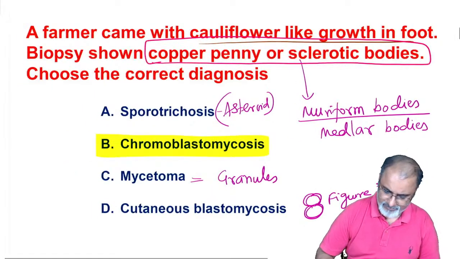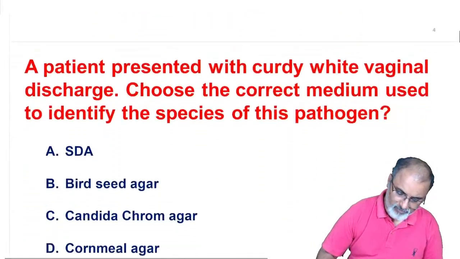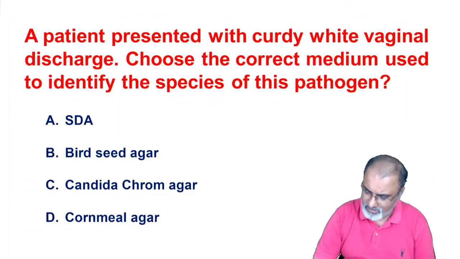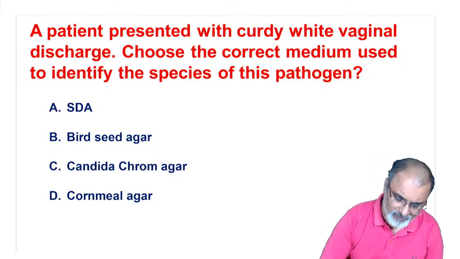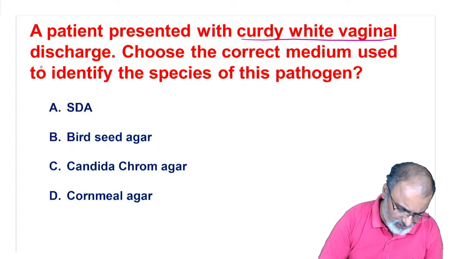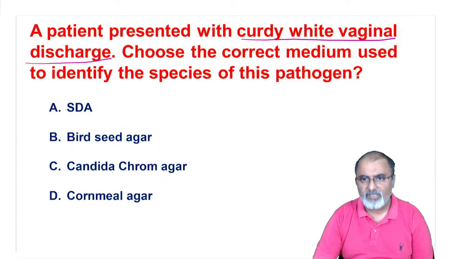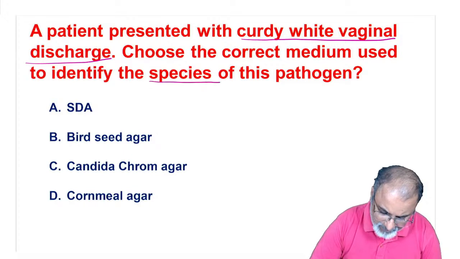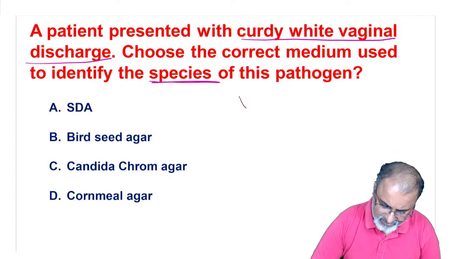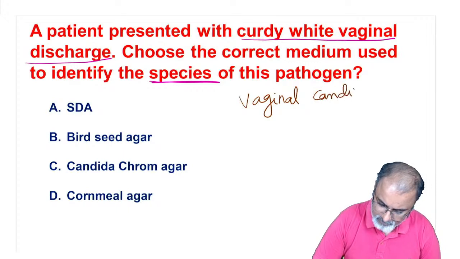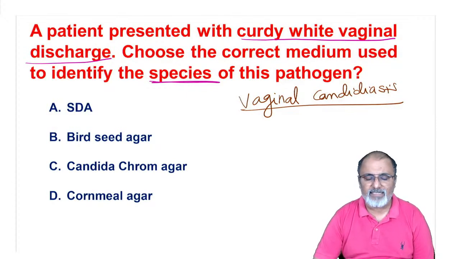Okay, next is a patient presented with curdy white vaginal discharge. That's all. Wherever the words curdy white vaginal discharge come, you come to the conclusion. Choose the correct medium used to identify the species of this pathogen. That is important. This is nothing but vaginal candidiasis.